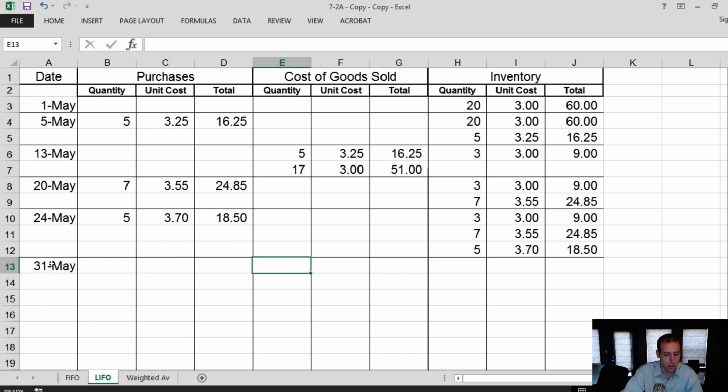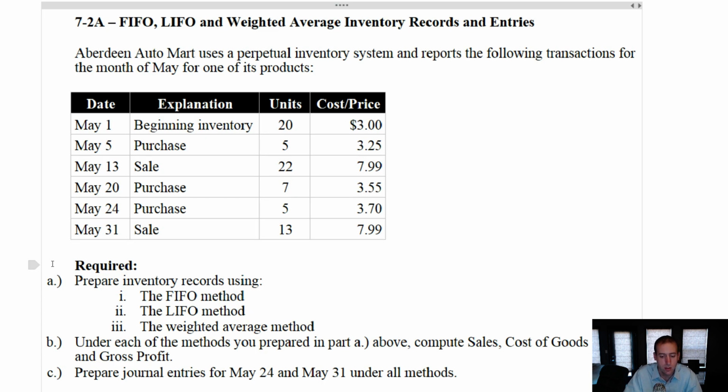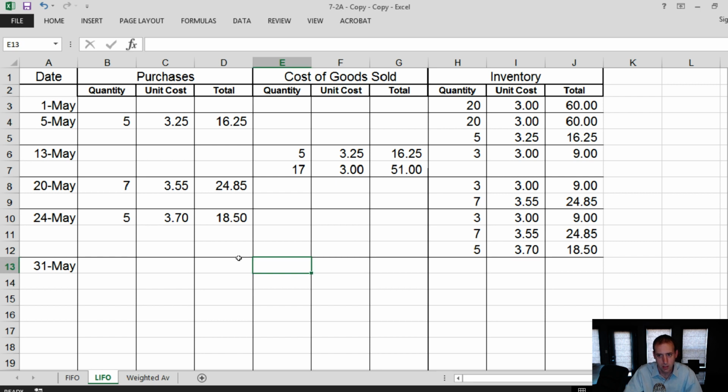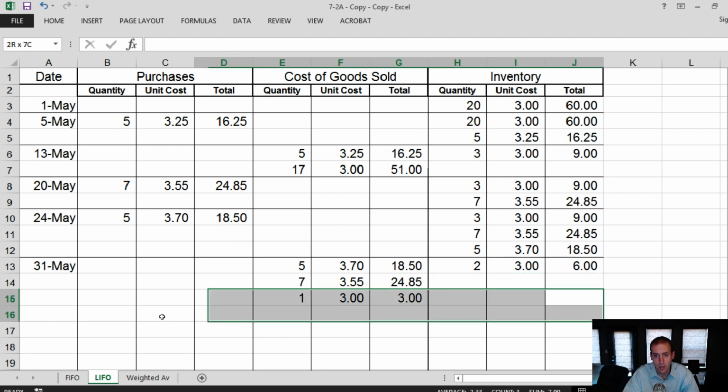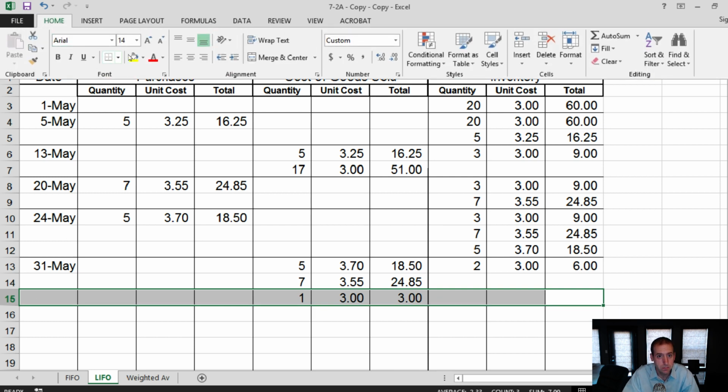On May the 31st, we're going to make a sale. How many do we sell? We sell 13 units. Again, I don't care at what price. So which 13 did I sell? Well, I sold the 13 most recently purchased. So I sold 5 at 3.70. We're doing LIFO, remember. I sold 7 at 3.55, and I must have sold 1 at $3. So 5 at 3.70 is 18.50, 7 at 3.55 is 24.85, and 1 at $3 is $3. I have 2 left over at $3 for $6 total. Okay, we'll put a big underline underneath this one, and we'll get to computing gross profit.